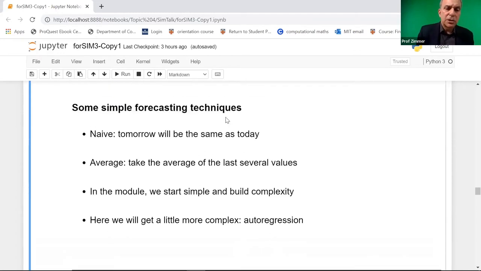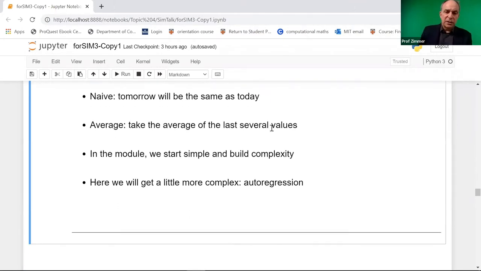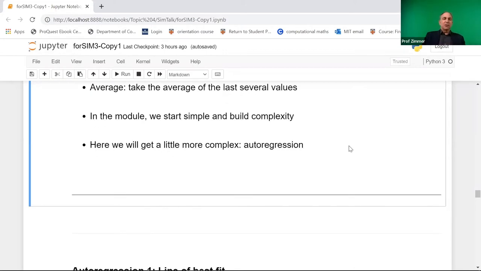Now, I'm just going to say, here are some very simple forecasting techniques. We're not going to go into detail today, but these are the first ones you do in the program. The naive one says tomorrow will be the same as today. So if the share price is 63 today, the share price is going to be 63 tomorrow. That turns out, in share prices, to be a depressingly good way of forecasting, in the sense that it's hard to do better than that, even though that's really just a random thing.